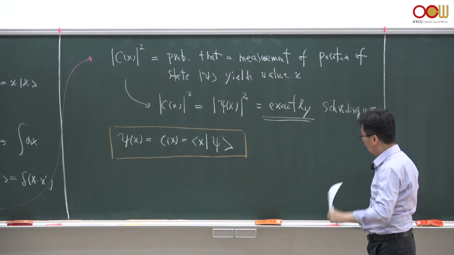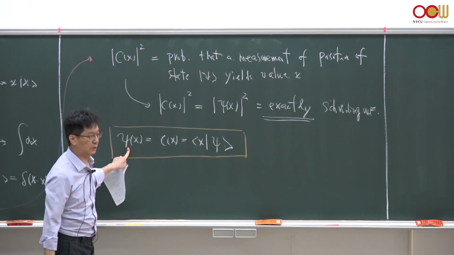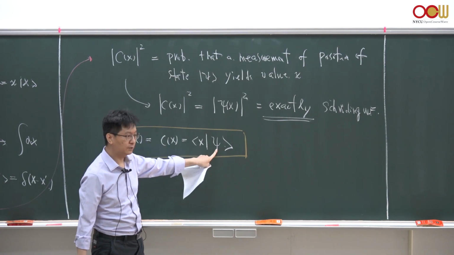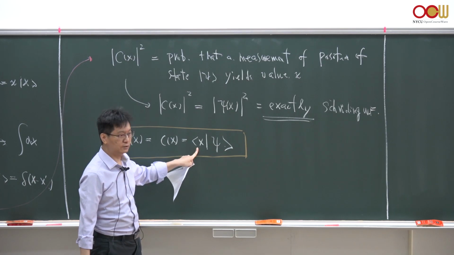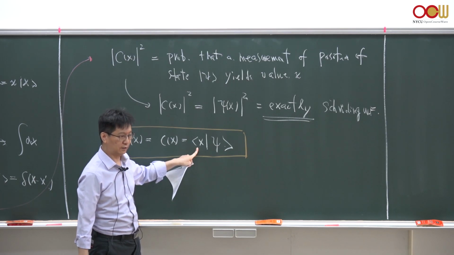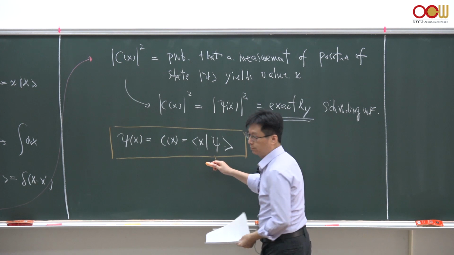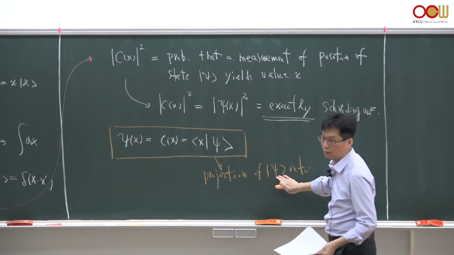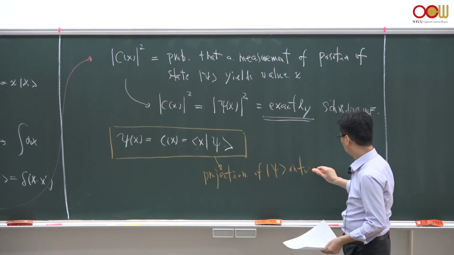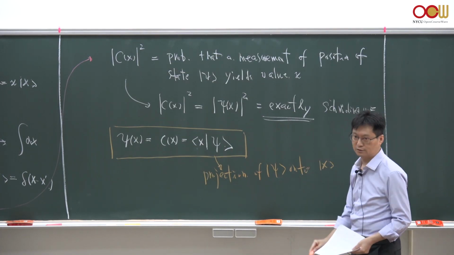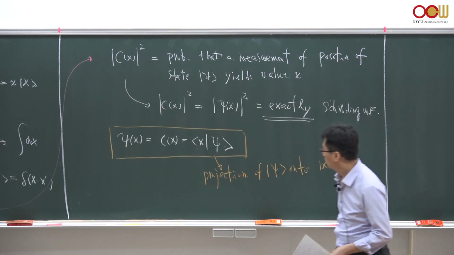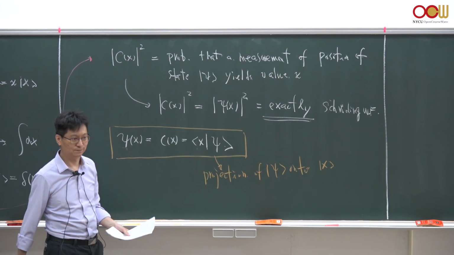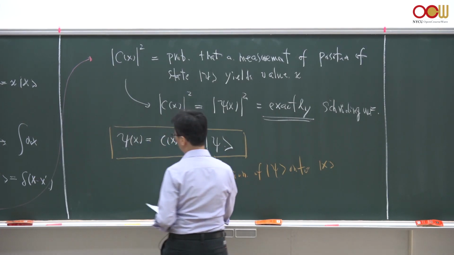So a Schrödinger wave function psi of x is nothing but the inner product between an arbitrary quantum state psi and the position eigenstate x. And we call this inner product the projection. You project this psi, this Dirac state, onto the position eigenbasis. And this projection gives you precisely the Schrödinger wave function. Okay? So you could actually do the same thing.